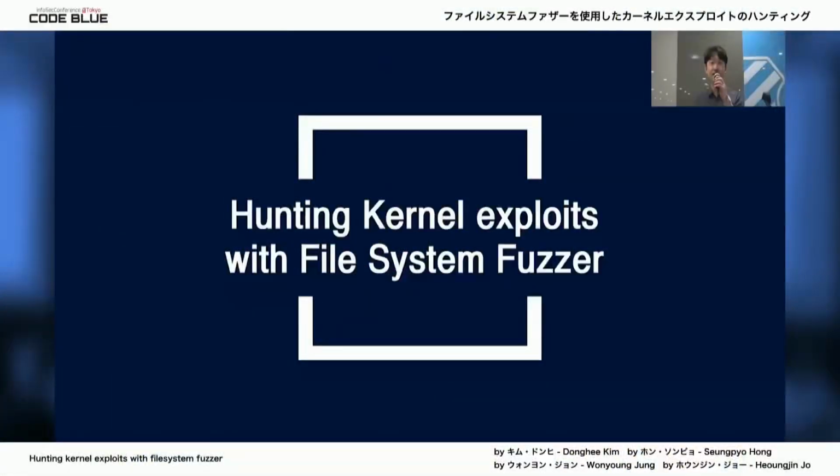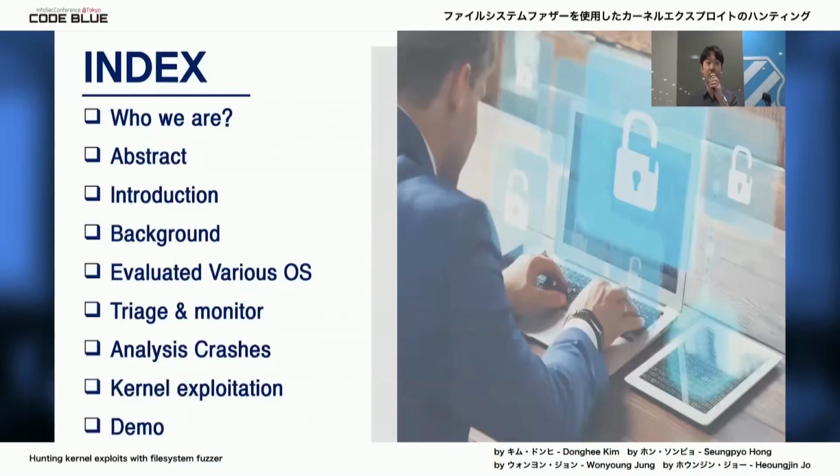Hello, I'll start our presentation on hunting kernel exploits with a file system fuzzer. First of all, let me briefly introduce the table of contents before starting. For the beginning, I will briefly introduce our team and why we selected this topic. Let me tell you how much the vulnerabilities affect various OSs. Then I'll go in the order of triage and monitor, analysis of crashes, and kernel exploitation.